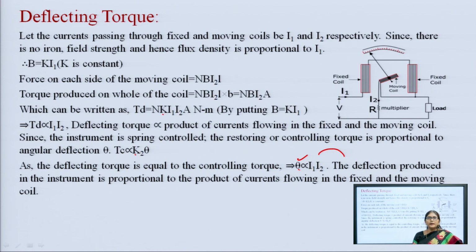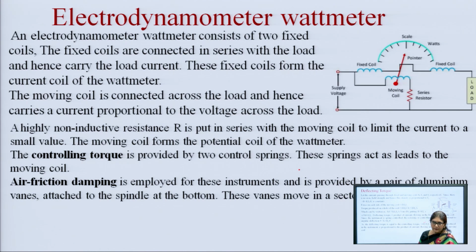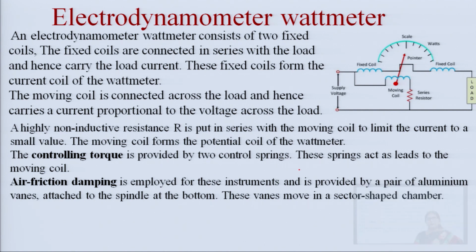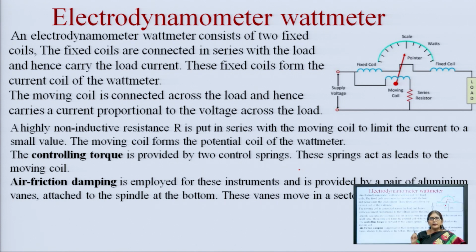So, this is the general deflection torque equation for any electrodynamometer type of instrument. Now, we will discuss the electrodynamometer type wattmeter. The electrodynamometer type wattmeter again consists of two fixed coils and one moving coil. Since we want to make the moving coil more resistive, a series resistance is used. Here we can see a series resistance is connected to the moving coil.